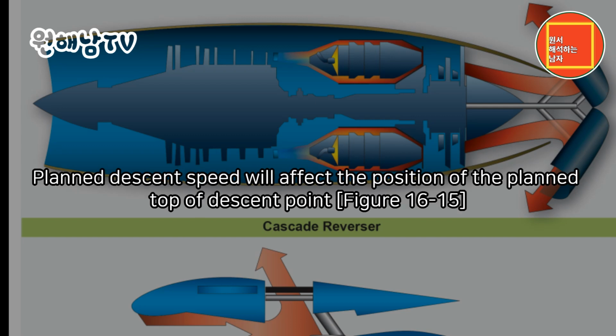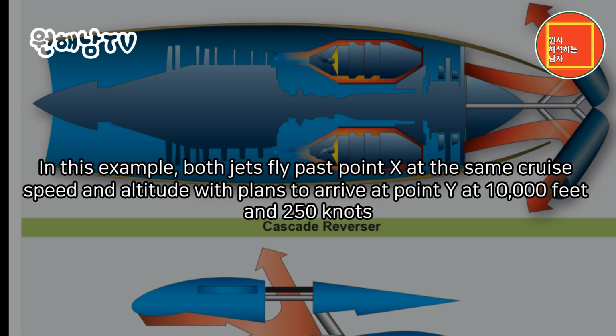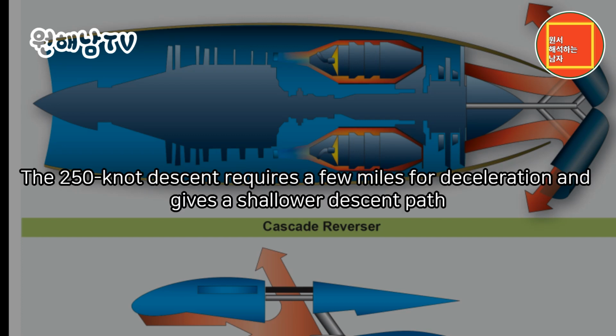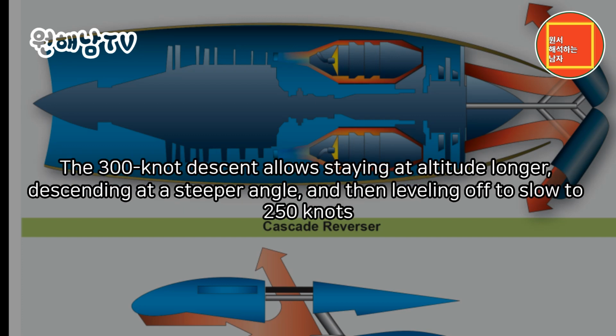Planned descent speed will affect the position of the planned top of descent point. Figure 16-15. In this example, both jets fly past point X at the same cruise speed and altitude with plans to arrive at point Y at 10,000 feet and 250 knots. In both cases, the aircraft would then be in a position to set up a continued descent. The 250-knot descent requires a few miles for deceleration and gives a shallower descent path. The 300-knot descent allows staying at altitude longer, descending at a steeper angle, and then leveling off to slow to 250 knots.